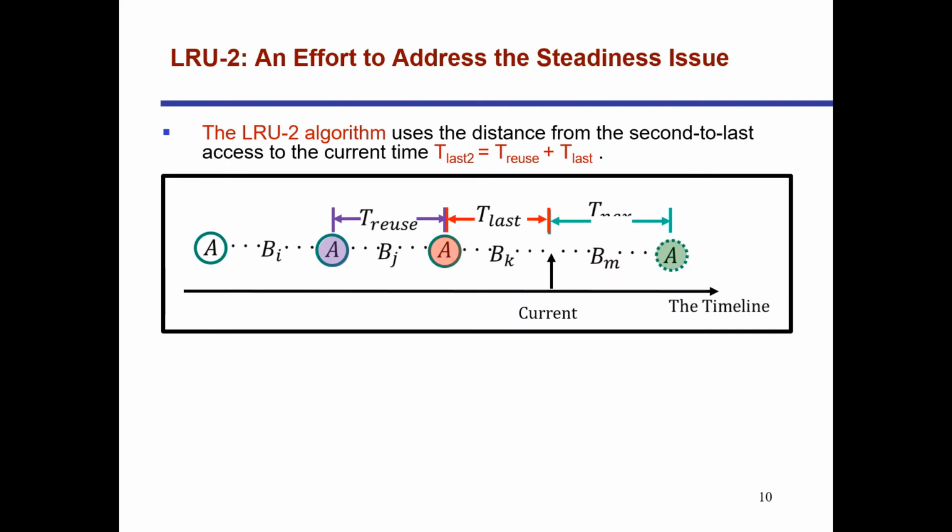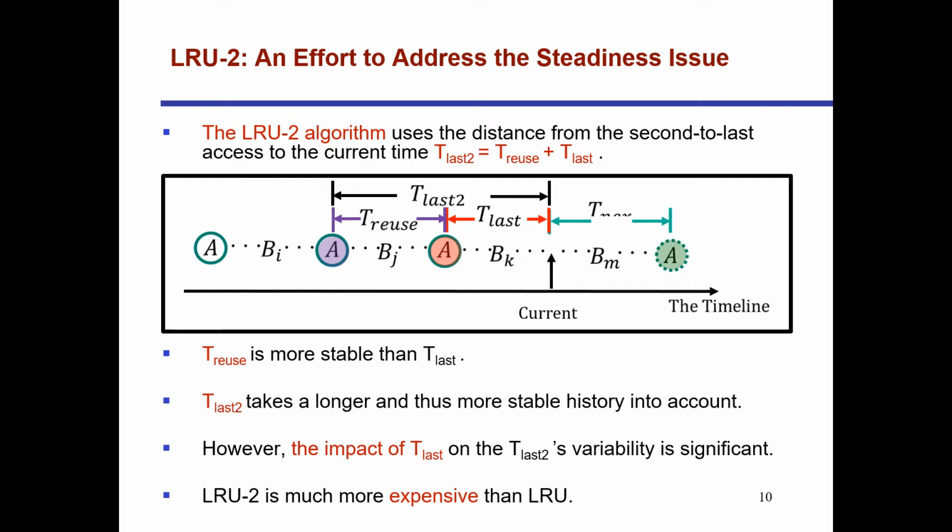Regarding the steadiness issue, people usually introduce the deeper access history into the locality measure to reflect a block's longer-term access behavior. The LRU-2 algorithm is such an example. It uses the distance from the second to the last access to the current time, which is t-last2, equal to t-reuse plus t-last, as its locality measure. And t-reuse is more stable than t-last. This t-last2 takes a longer and thus more stable history into account, right? So it's supposed to be more stable.